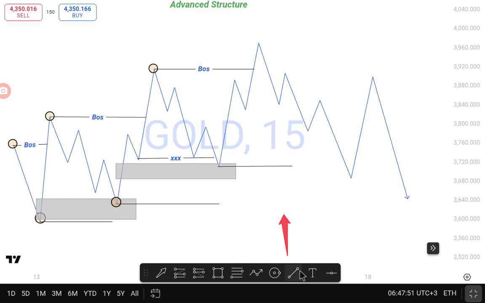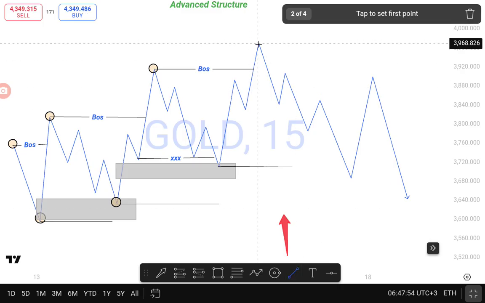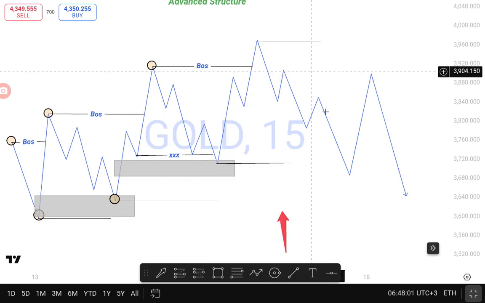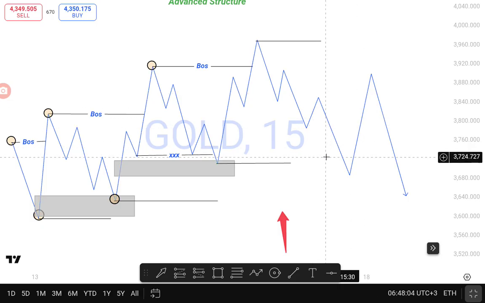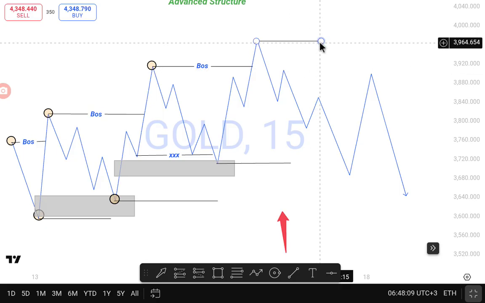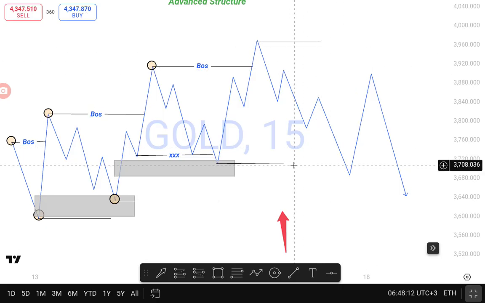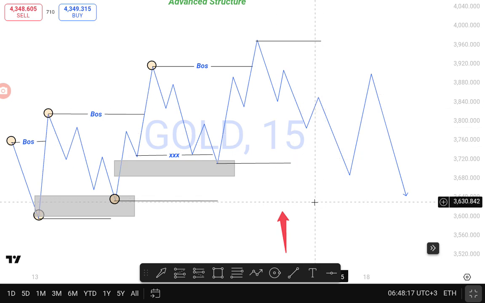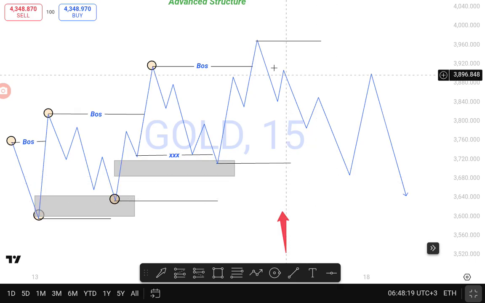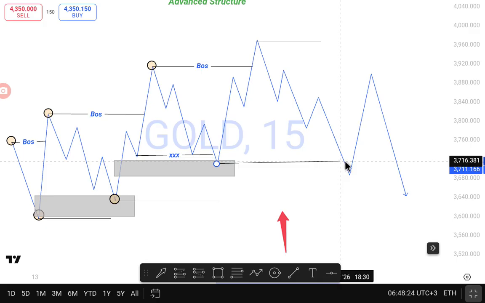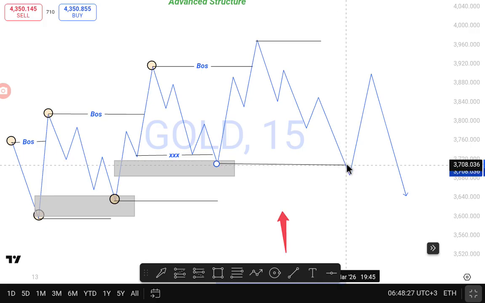We get a pullback from this point. Now what are we interested in? We are interested to see that price still respects our trend direction to continue buying to the upside. When you break this, we continue buying. When you break this, we shift from buying to selling. We turn to a bearish market. Now look what happens next. The price comes back and sweeps out this low. This low gets swept out.